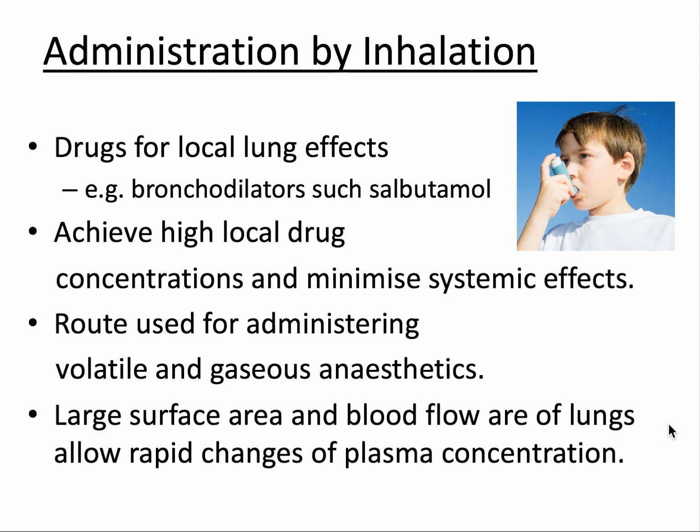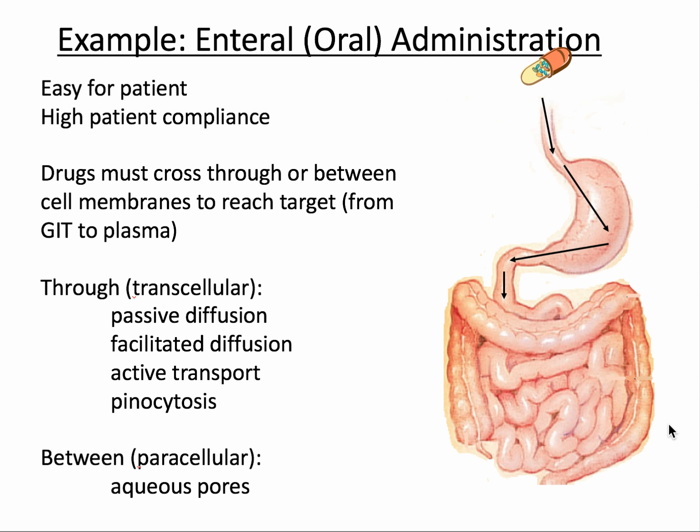Lung effects, like I said, asthma and things like that, usually use bronchodilators such as salbutamol to achieve a high local drug concentration and minimize systemic effects. Now, absorption is very key, because understanding it is very important, as it is quite hard.